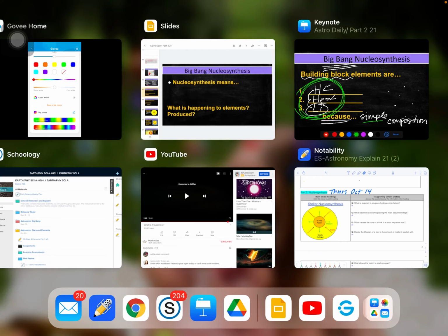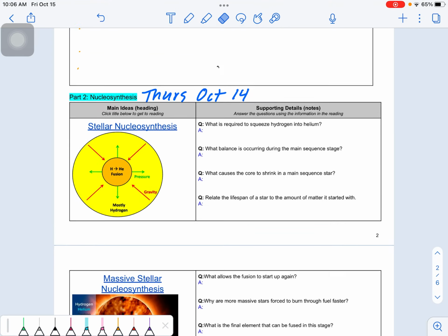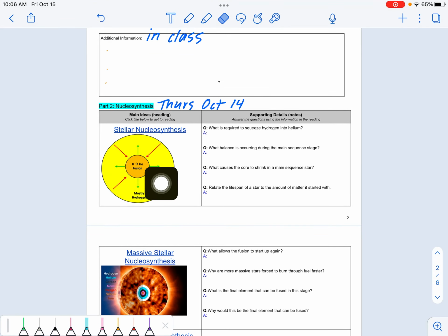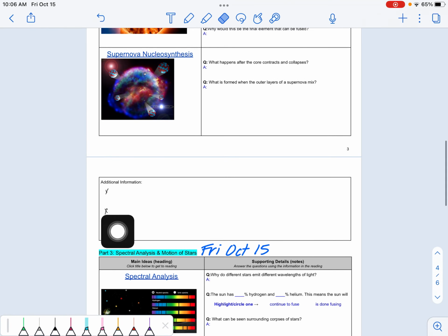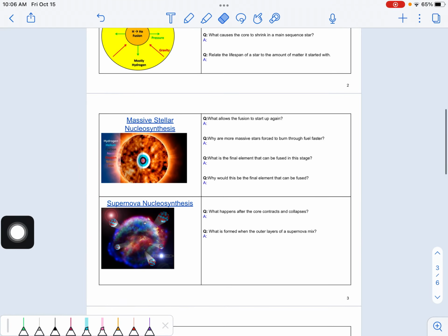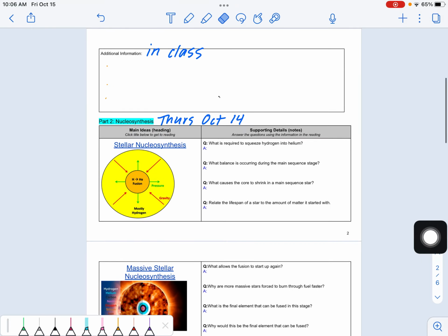So looking at your Notability, we're going to summarize our part 2 here, starting by writing a few notes on our picture like we did yesterday, and then we'll come down here and put a few bullet points in additional information. So again, you should already have your part 2 questions complete.